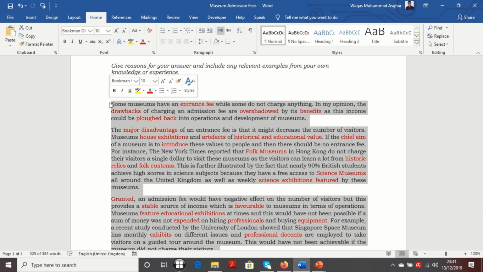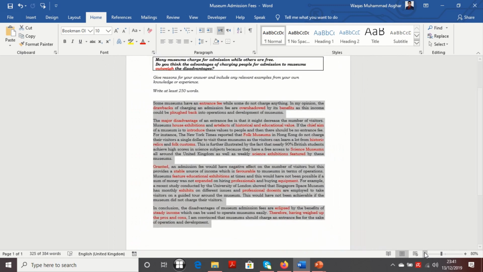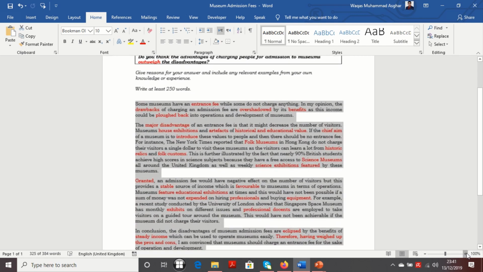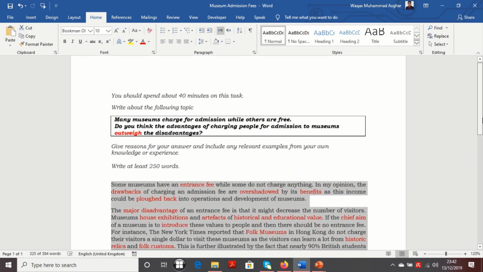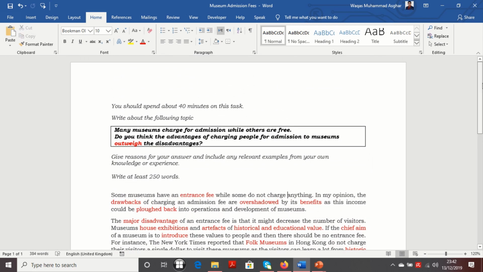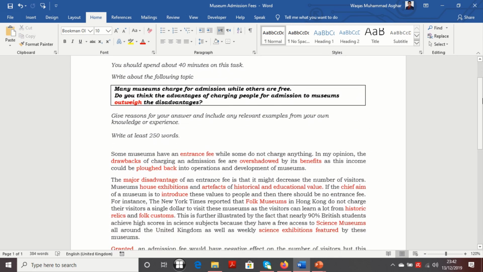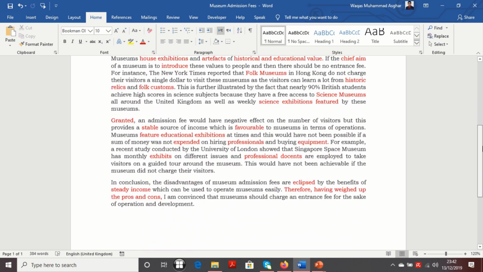So what I can do, I just zoom out so you can write it down. You just need to pause the video. I will just stop the screen for a few seconds. You can pause and you can write down the essay.